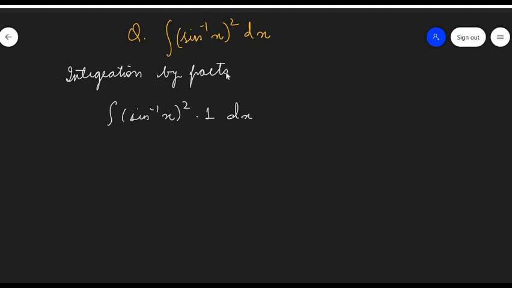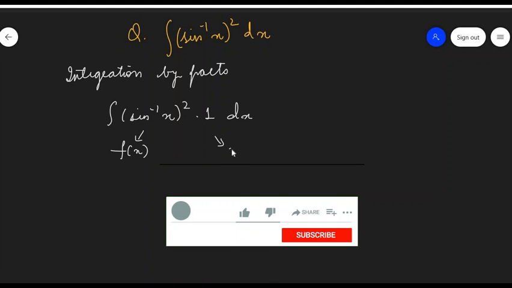The trick in integration by parts is to select the first function and second function carefully. The first function should be the one which is easier to differentiate, and the second function should be easy to integrate. Let's take (sin⁻¹x)² as the first function, that is f(x), and 1 as the second function, that is g(x).